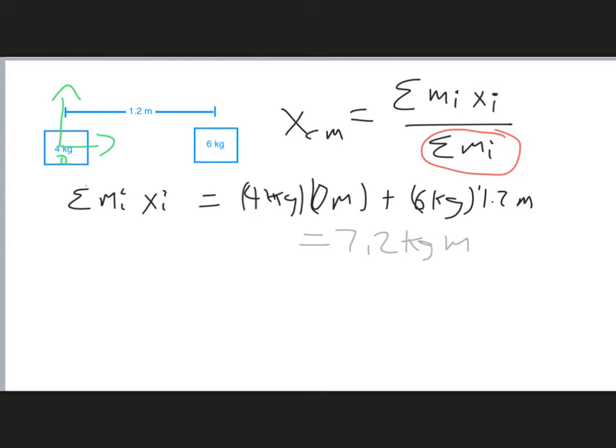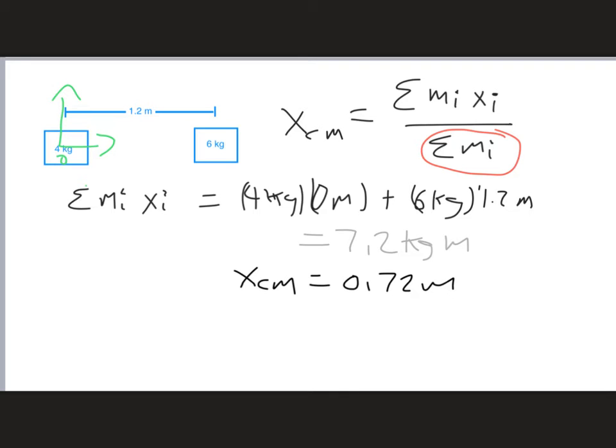Now, of course, we want to divide this whole thing by the sum of m_i, which is 10 kilograms. So if we divide 7.2 kilogram meters by 10 kilograms, we end up with 0.72 meters. And that would be our answer for the x center of mass. That is equal to 0.72 meters.